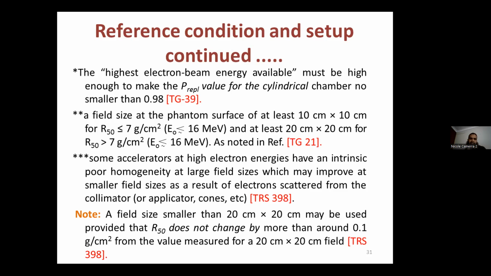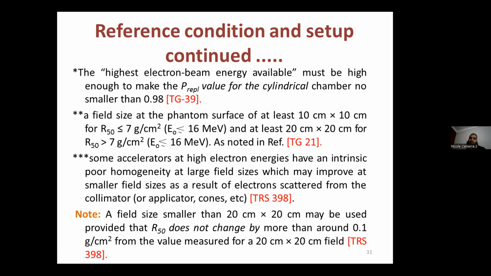So some accelerators at high electron energies have an intrinsically poor homogeneity at the large field, which I actually explained, about why we should use 20 by 20 applicators to get your R50. That's the main reason, which may improve at the smaller field size as a result of electrons scattered from the collimators, or applicator cone, etc. This is basically explained in TRS 398, which I was saying to you, just go and read through. There's a bit more information there.